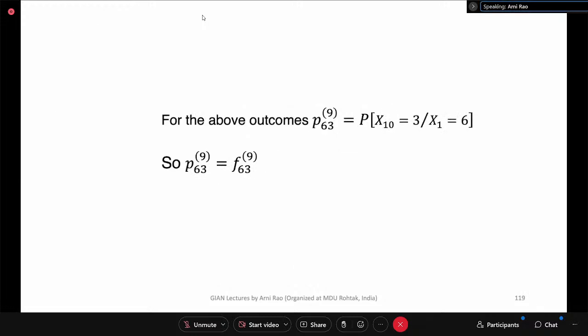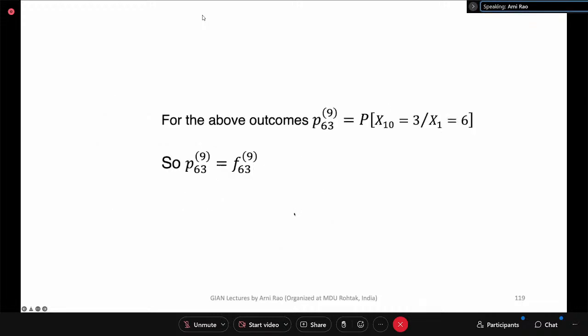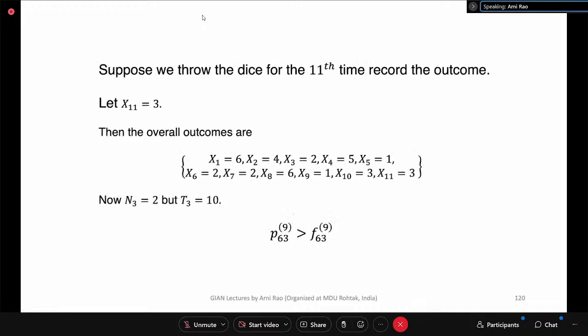This is the same thing I explained in another slide. Now for the 11th time, in the same experiment, we throw the die again and record the outcome, and suppose x11 equals 3. But still T3 is 10, because the first time reaching is T. So T3 is 10.